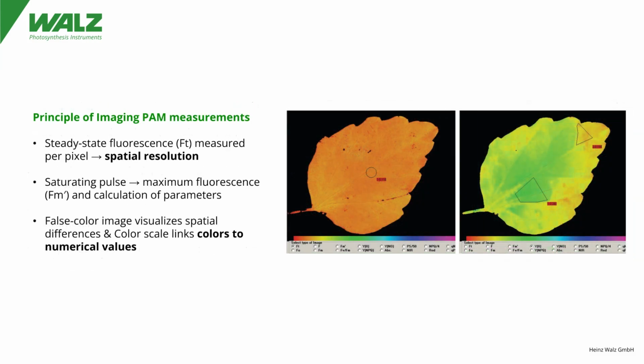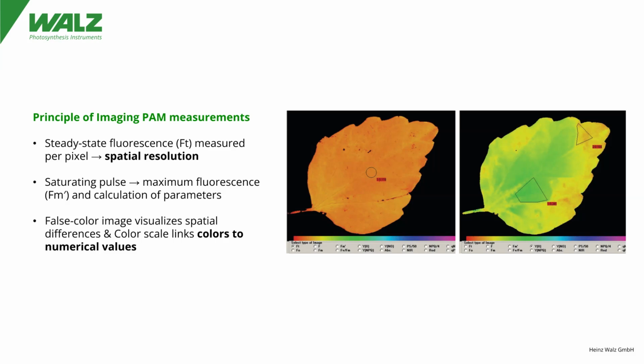When using an imaging PAM instrument, chlorophyll fluorescence is measured for every pixel of the camera image. Each pixel therefore represents a small measurement point on the sample, allowing spatially resolved analysis of photosynthesis. During the measurement, the instrument continuously records the steady-state fluorescence signal FT for every pixel. When a saturating pulse is applied, all PS2 reaction centers close temporarily and the system records the maximum fluorescence FM'. From these two values, parameters such as yield 2 or non-photochemical quenching can be calculated.